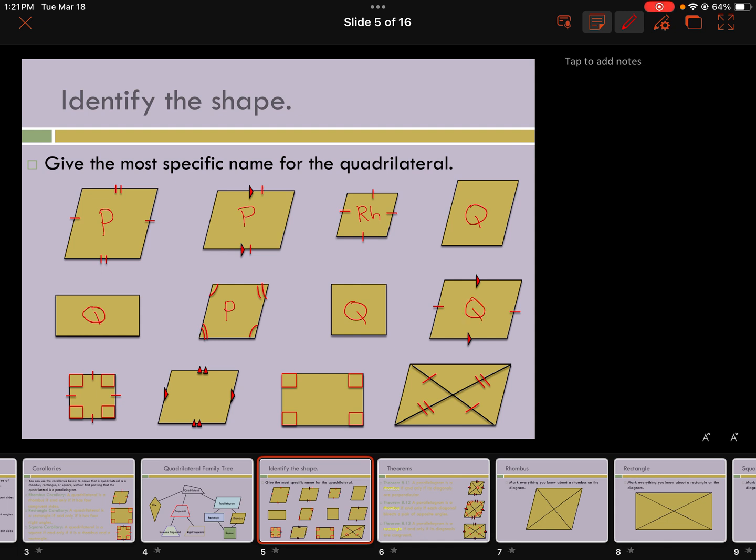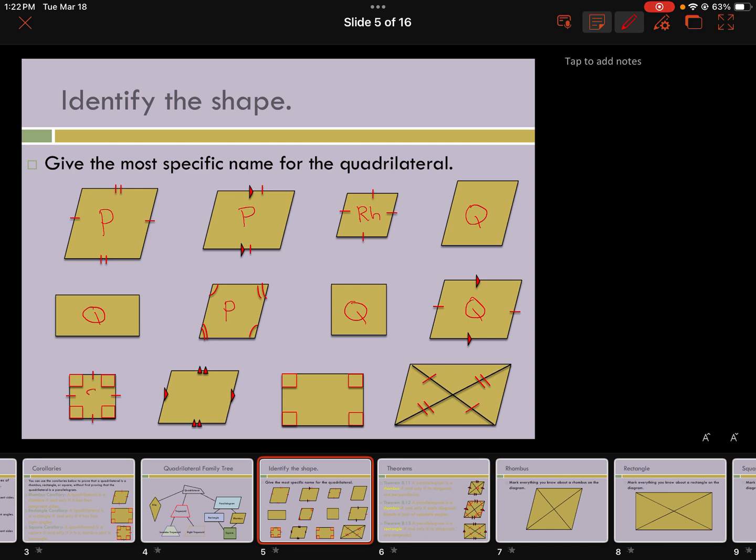We're going to call this next one a quadrilateral as well. You have one pair of opposite sides parallel, one pair of opposite sides congruent. If that was the same pair of opposite sides parallel and congruent, then it would be a parallelogram. But that's not what's marked.